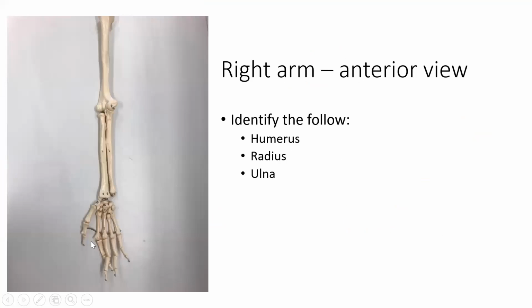This is the right arm, anterior view. So, humerus. That's the forearm, right? The chicken wing, I keep on saying. So that is the radius. The radius is the one that is on the same side as your thumb. The thumb is the short one, right? The one that only has 2 phalanges as opposed to 3. And this would be the ulna.